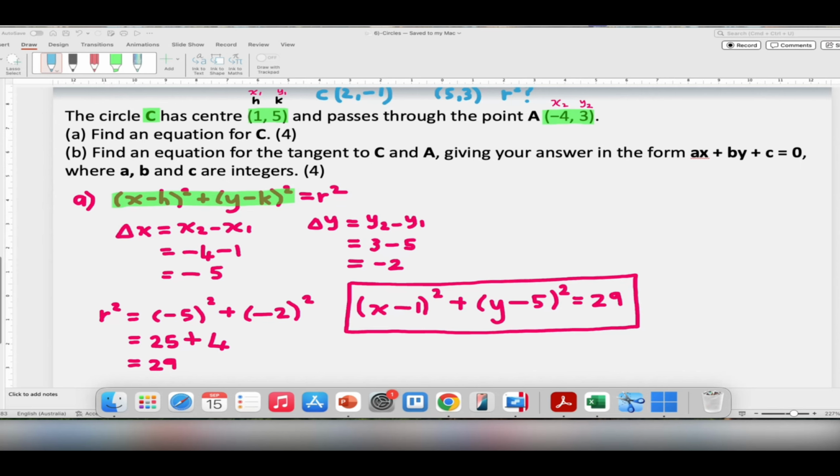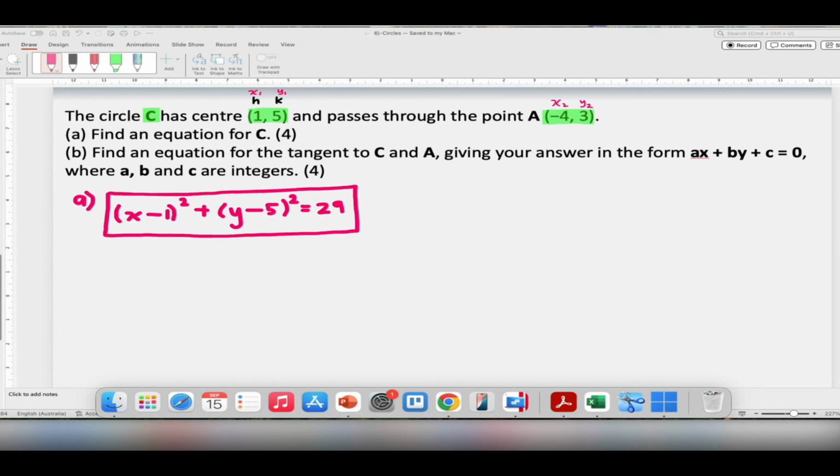Find an equation for the tangent to C at A, giving your answer in the form ax + by + c = 0, where a, b, and c are integers. So we have to write the equation of a tangent to a circle at a given point. How is a tangent line related to the radius at the point of contact? They are always perpendicular. So if you missed this, I asked, how is a tangent line related to the radius at a point of contact?